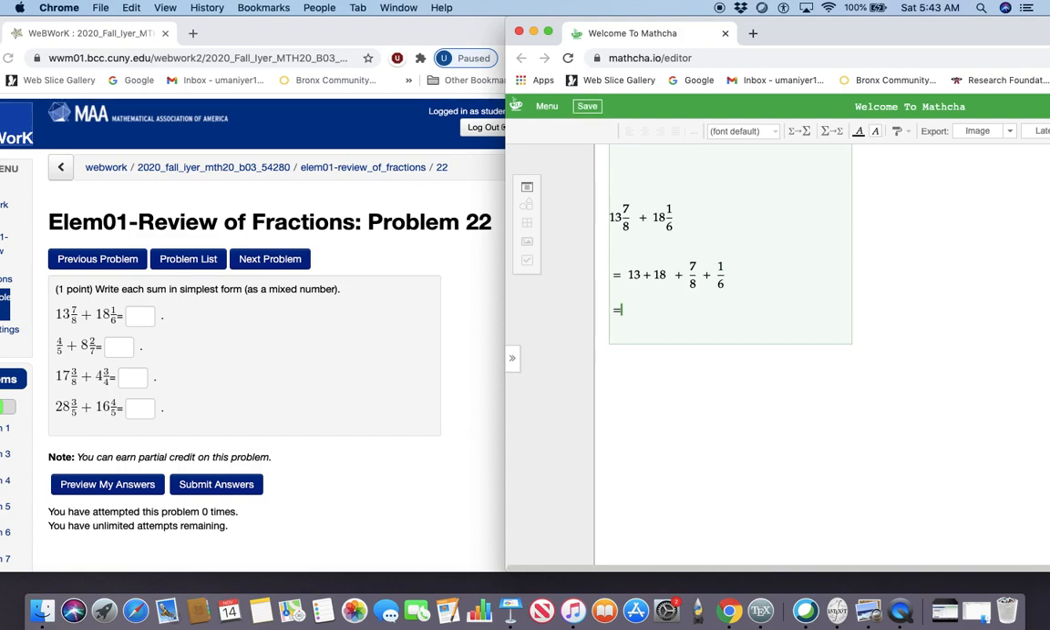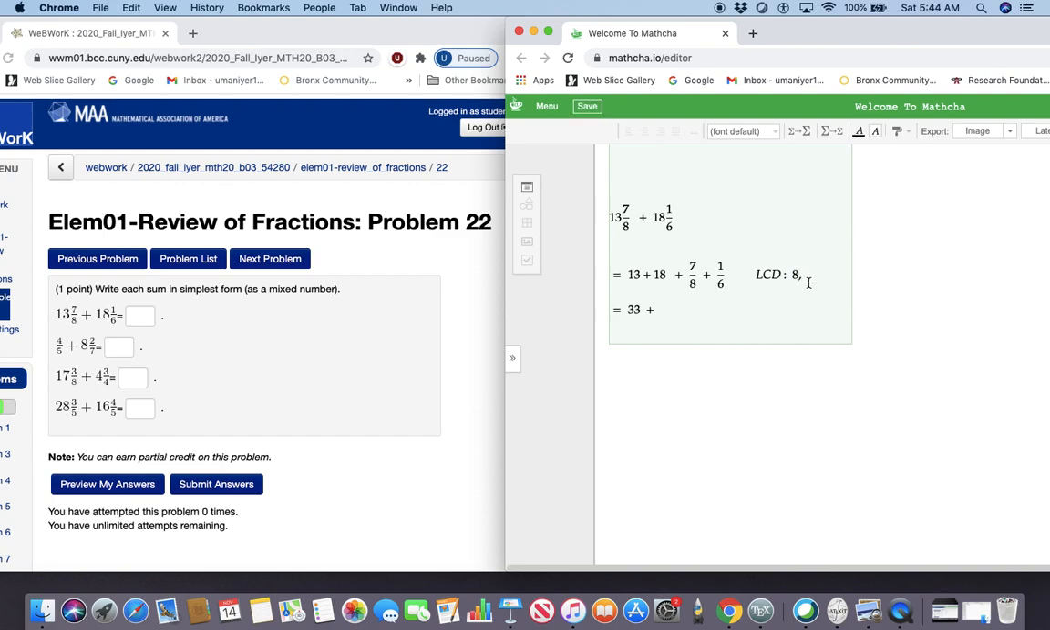So that is 13 plus 18, check my work, it's 33. Now, they want the answer in simplest form as a mixed number, so I will leave it as it is. I need to find the least common denominator here. Let's check the work. Start with the largest number, 8. Does 8 divide 8 evenly? Yes. Does 6 divide 8 evenly? No. 6 times 1 is 6, and 6 times 2 is 12.